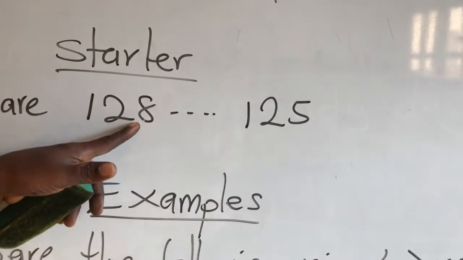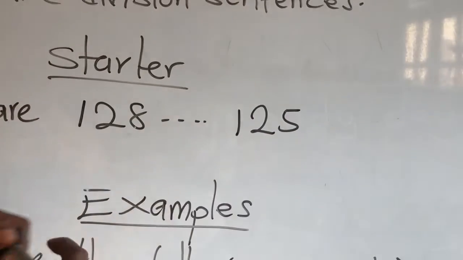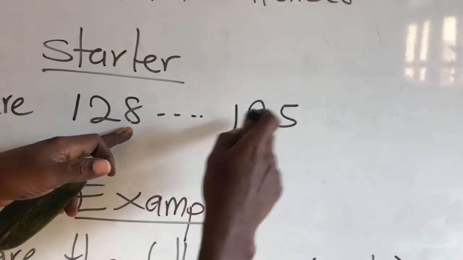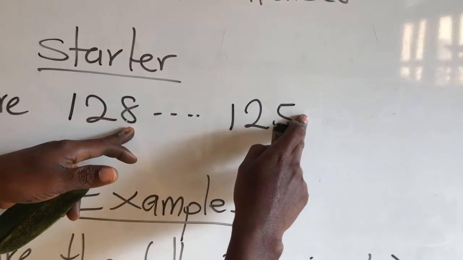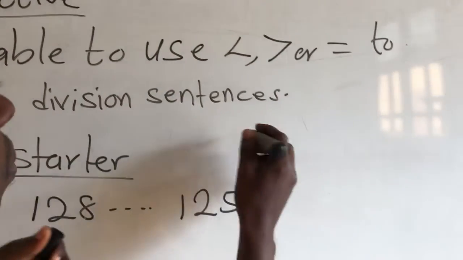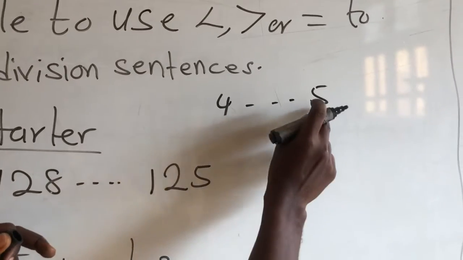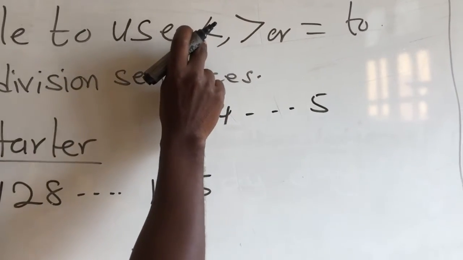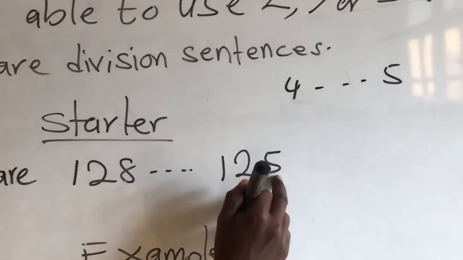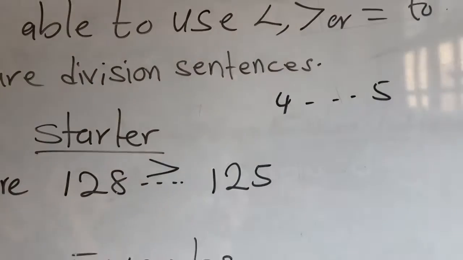8 and 5 are not the same, so we are now going to compare 8 and 5. When we look at 8 and 5, we can see that 8 is bigger than 5. So what do we use? We use greater than. And if it were 4, we see that 4 is smaller than 5, so we use less than. Very good. Since 8 is bigger than 5, we use greater than. This is our greater than. Very good.